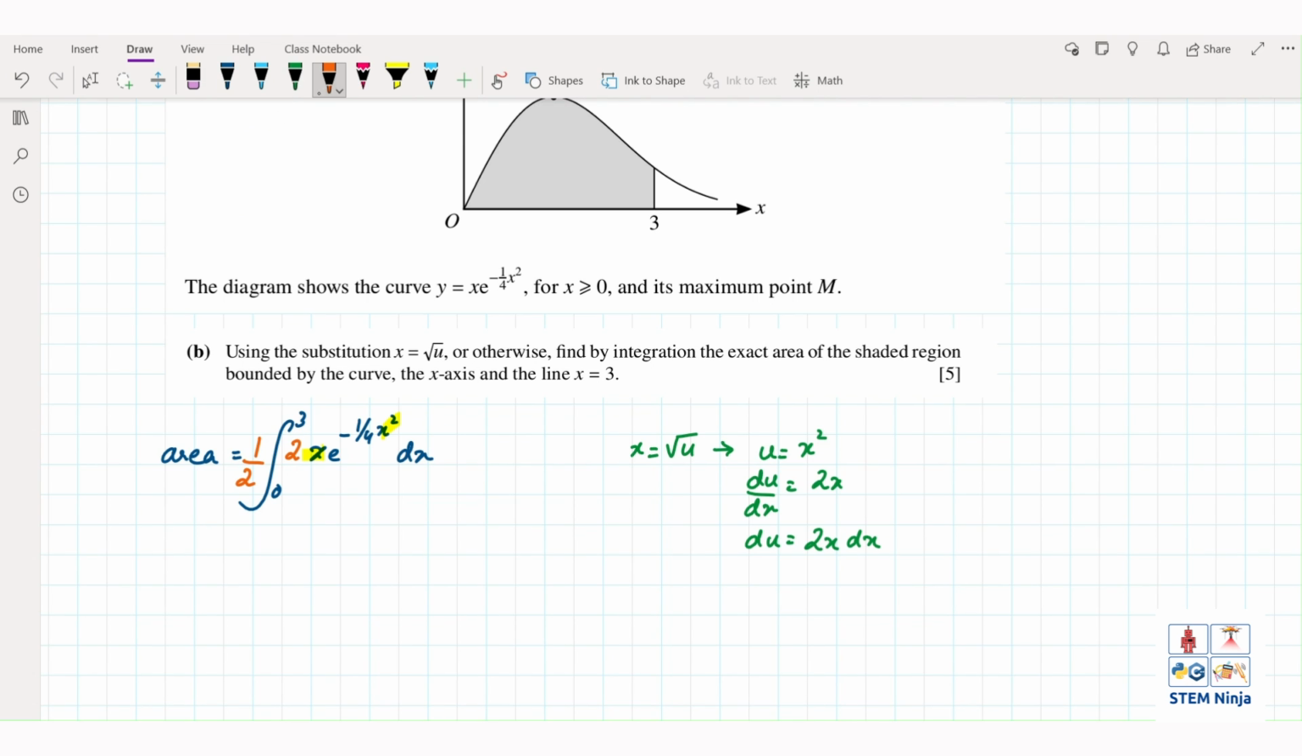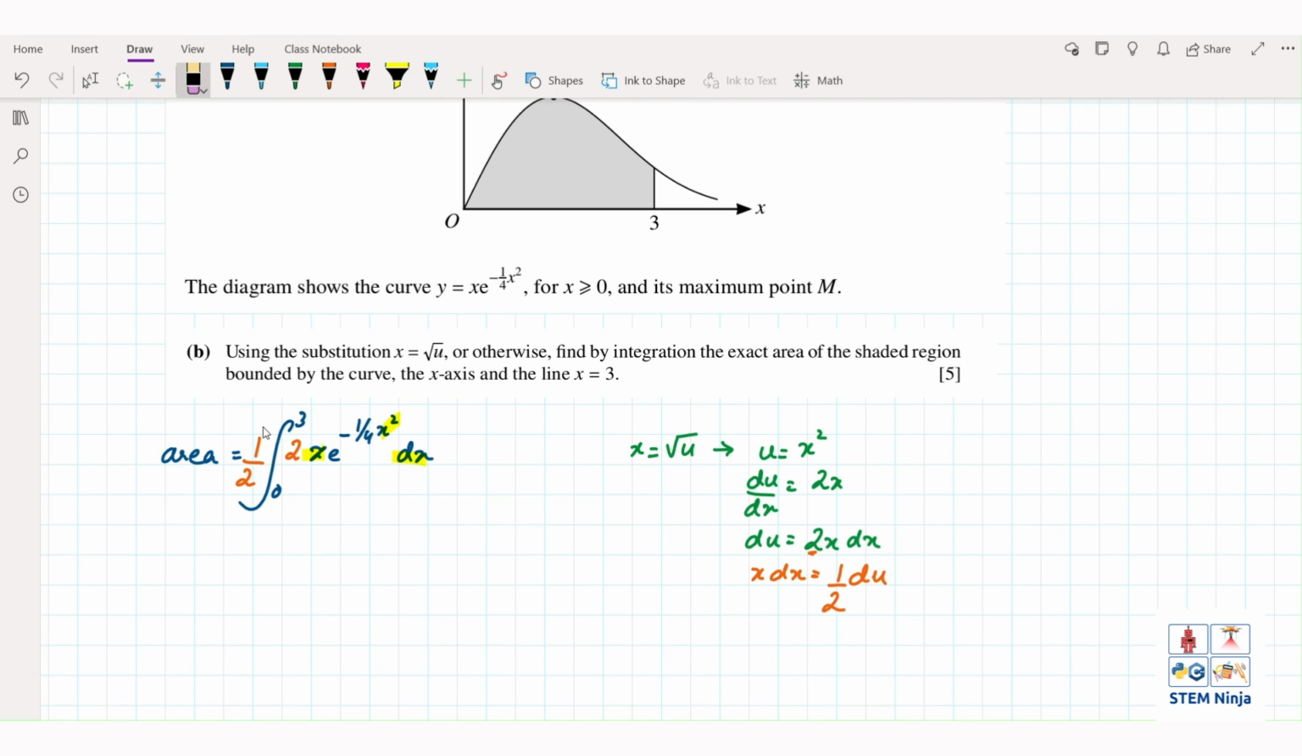Another way to do this, I'll use a different color for this. Since we have x dx, you can find out what x dx is equal to. When this 2 goes on the other side, this is 1 over 2 du. So you would still have 1 over 2 du for x dx. Either way, you will have a 1 over 2 simply.